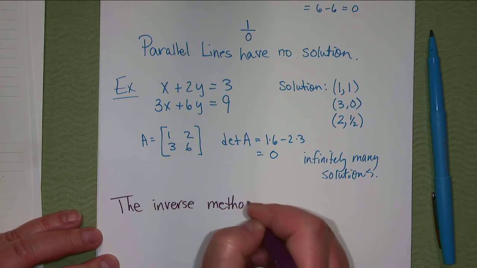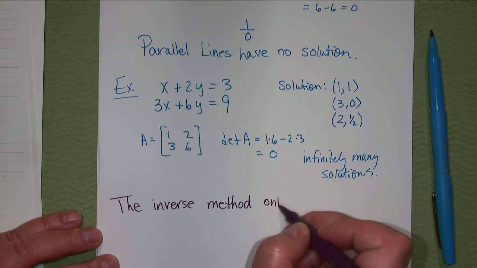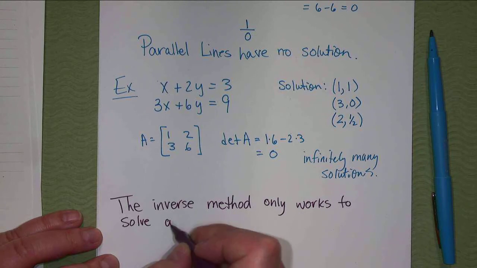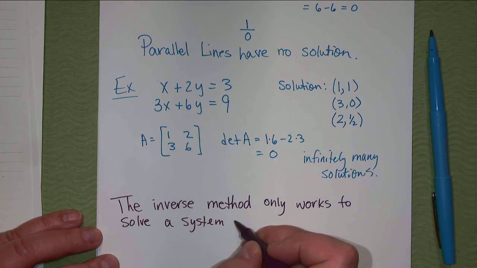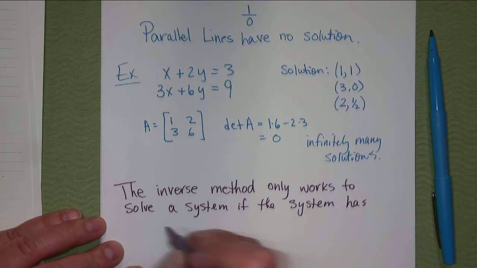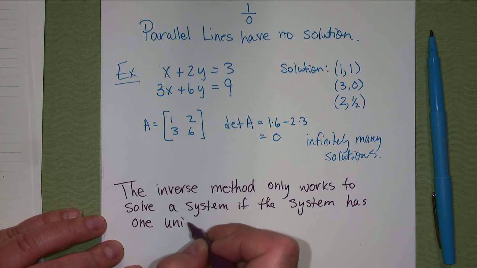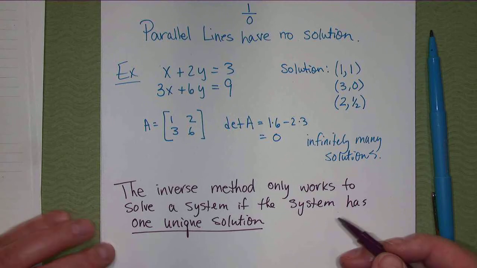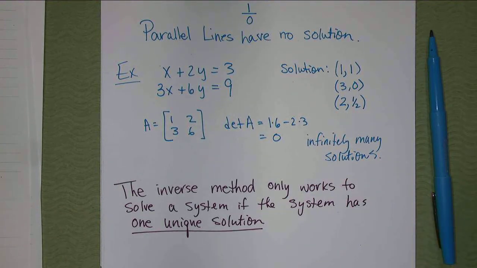Yeah, the inverse method only works to solve a system if the system has one unique solution. They cross at a point. Same with any other size. If it has a unique solution, then it can be solved by the inverse method, and if it doesn't, then it can't. So checking the determinant will not tell you how many solutions it has.